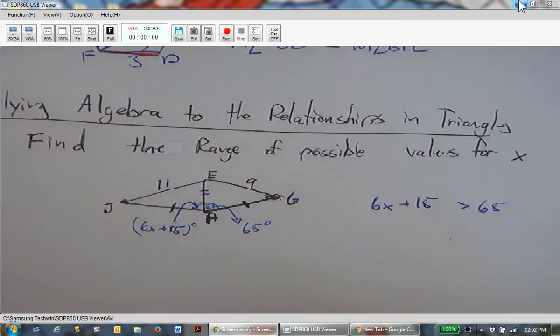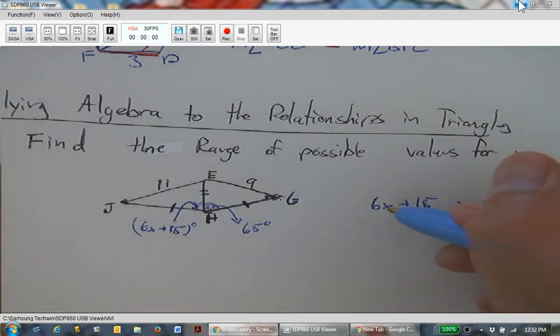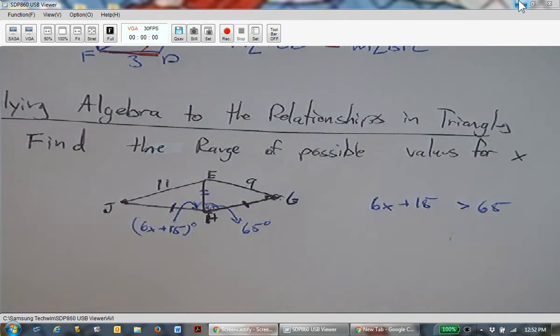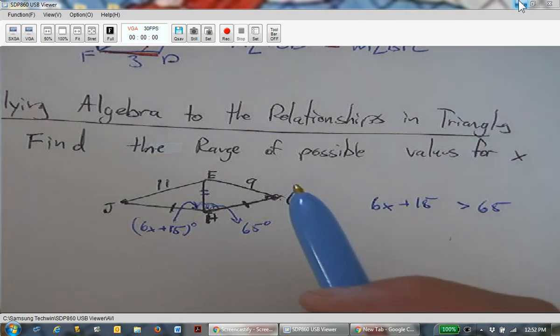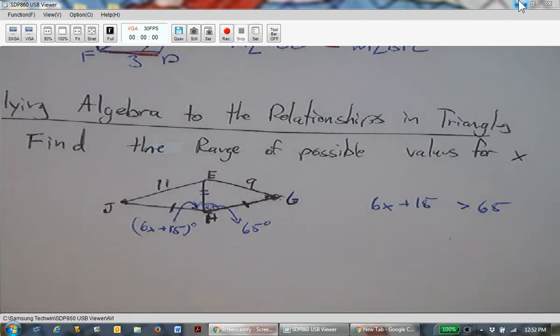Would this number be greater than 65? Let's do this in our head. 6 times 10 is 60 plus 15. 75. Is that greater than 65? Yeah. Think about another number. What else could be bigger than 65? 11. 11? 6 times 11 is 66 plus 15 is 81? Yeah, definitely 81. Is that greater than 65? Yeah. So that is another value for it.